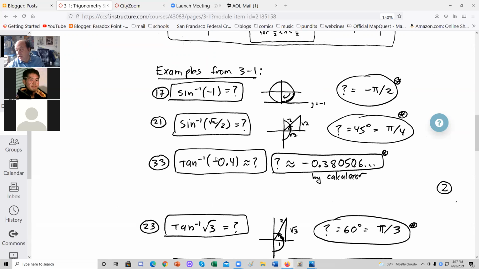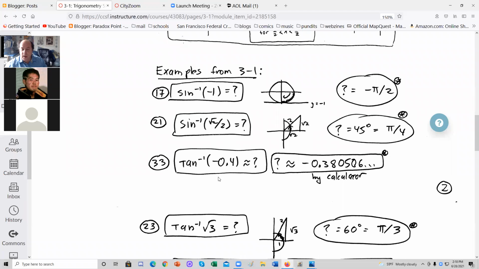This is where you run to the calculator. And I see now that I did this first and got -0.3805, etc. Let me double check that, because that looks like it's in radian mode. Arc tangent of, what's it again, -0.4. Yeah, -0.38058, etc. That's if it's in radian mode. If it's in degree mode, that corresponds to -21.801 degrees.